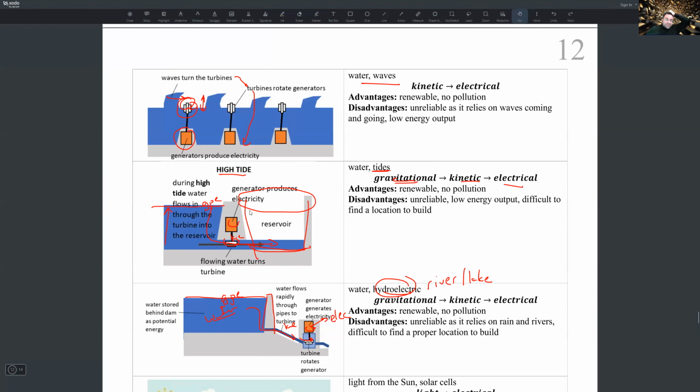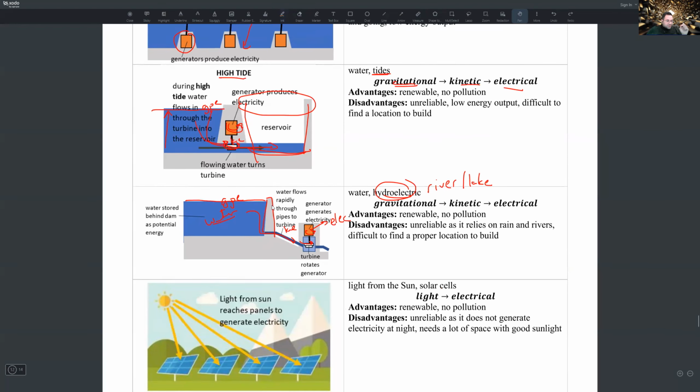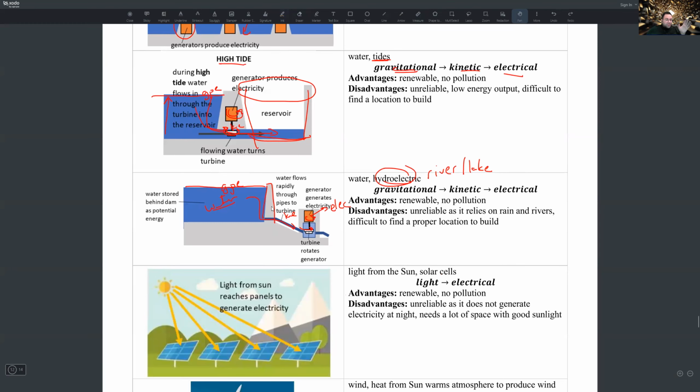Do you need to know the steps? Very briefly, yes. What's written in the diagrams is all you need to write. During high tide, the water flows through a turbine into a reservoir, and that turns a generator, and the generator generates electricity. That's all you need to know. Do you have to memorize the diagrams? No. You won't be asked to draw, but you will be asked to briefly explain.